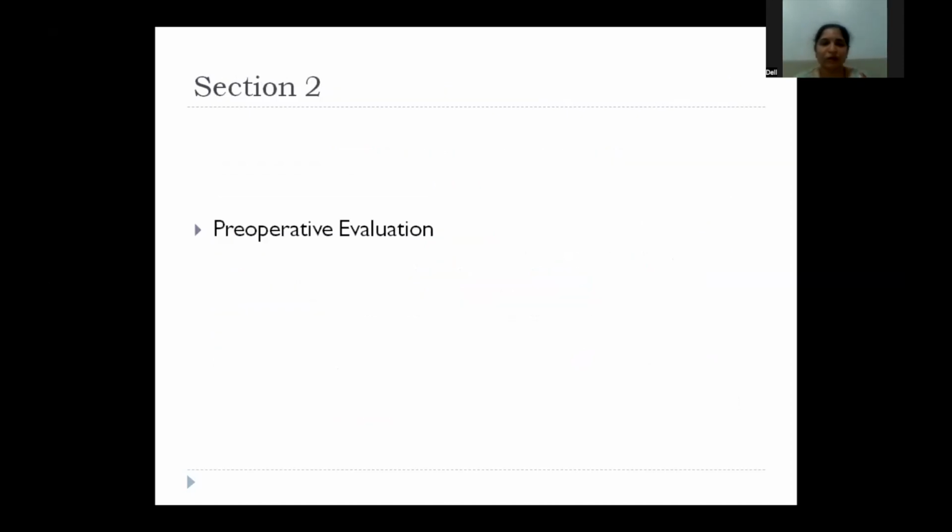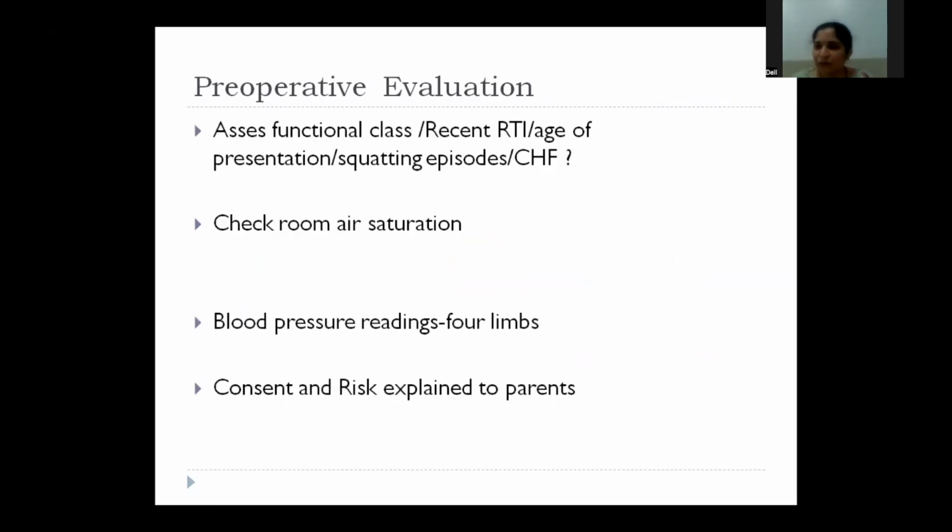Now, the very important section 2, preoperative evaluation. As I told, we have to go into detail about the history of the patient. We should check the room air saturation, because that is the basal saturation of the patient, and our goal is to maintain the same saturation in case of cyanotic heart diseases throughout the perioperative period.